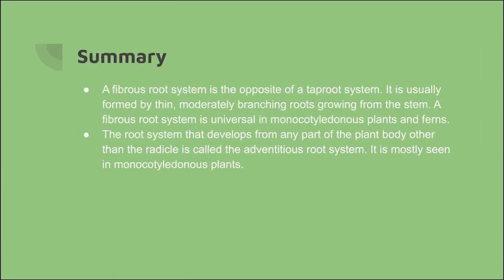Then the fibrous root system. This type of root is formed by moderate branching, for example grass, ferns, mint, etc., found in monocots. Then the adventitious root system. This is mostly found in monocots. In this type of system, roots originate from any part of the plant like in sugarcane, banyan tree, etc.